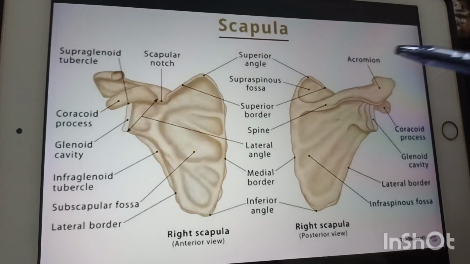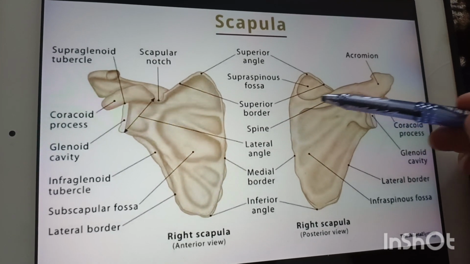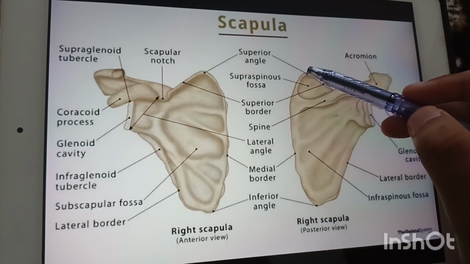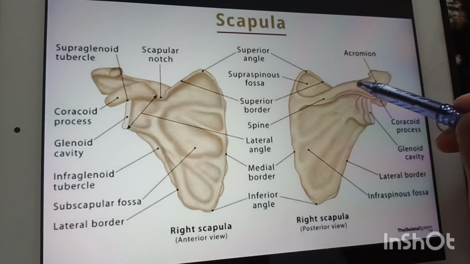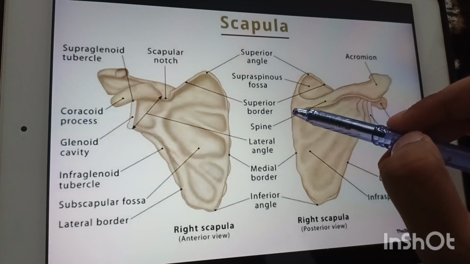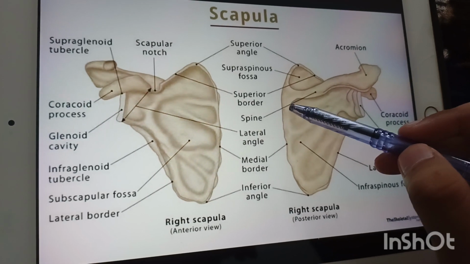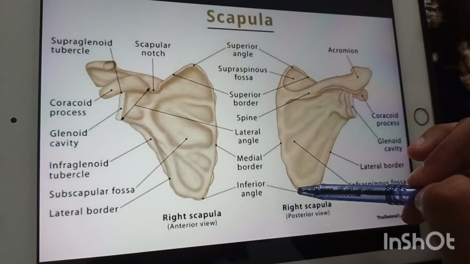From the superior angle to the spine, one muscle attaches, which is levator scapulae. Opposite to the root of the spine, right there, one muscle attaches, which is rhomboid minor. And from the root of the spine to the inferior angle, one muscle attaches, which is rhomboid major.